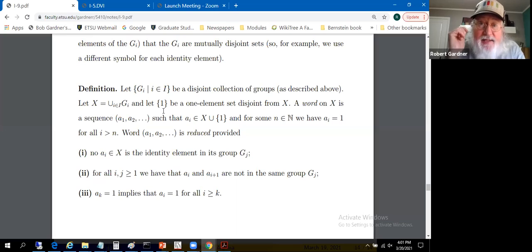Previously, we had a set X inverse. Well, you've got all these elements of the groups. They'll come with inverses, right? Set X will contain the inverses in a group theoretic sense. So we've got set X. We've got the symbol 1.